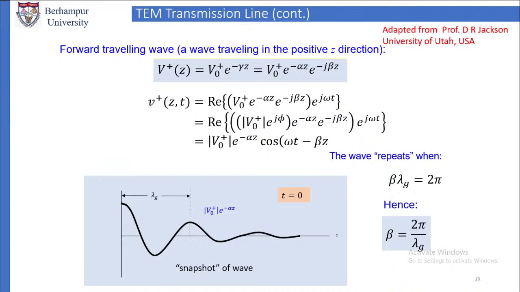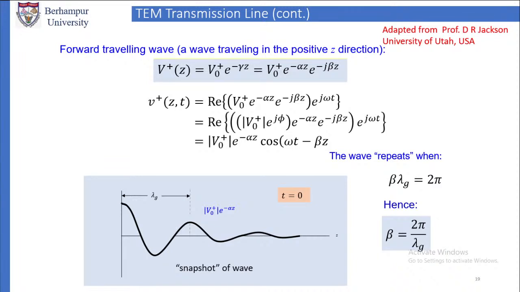This indicates that the wave will repeat itself when beta into lambda g is equal to 2 pi. Lambda g is the guided wavelength, the wavelength on the transmission line. So when beta into lambda g is equal to 2 pi, the wave will repeat itself. Therefore, beta is equal to 2 pi by lambda g.